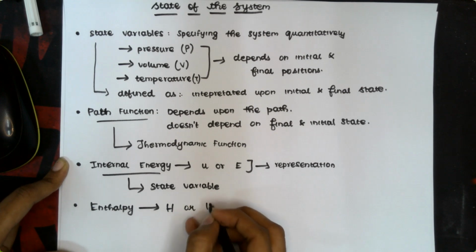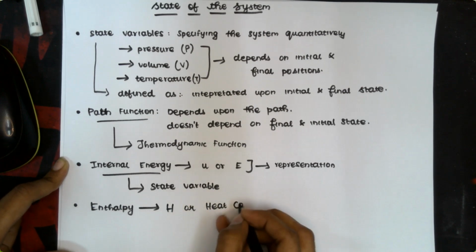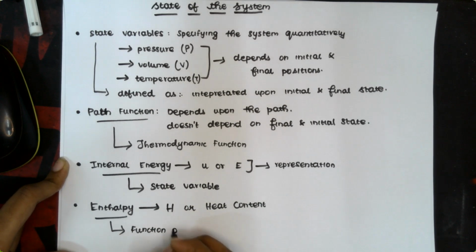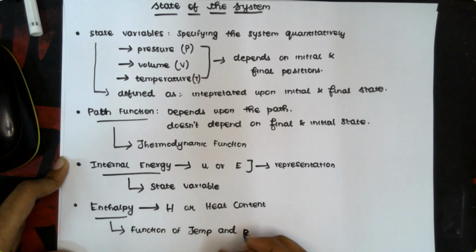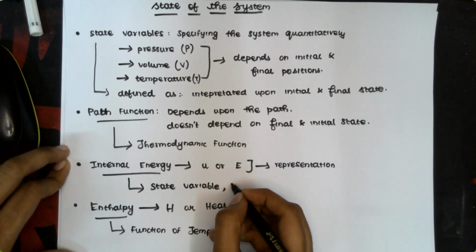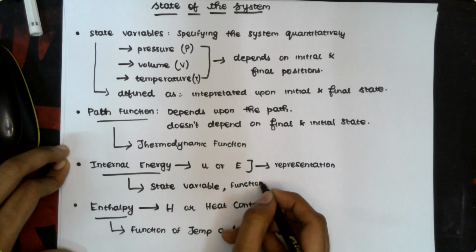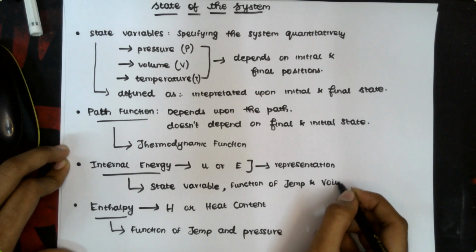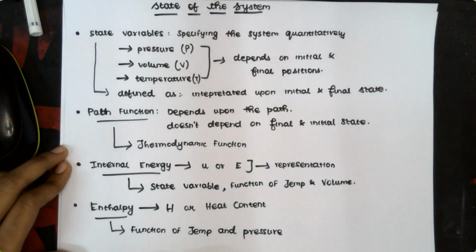Are you able to follow? So it is a function of temperature and pressure. So E is a function of temperature and volume, whereas H is a function of temperature and pressure. So usually these internal energy and enthalpy are all represented by the changes only. It would be very difficult to identify the internal energy at one state or at another state. So always we represent this by differences, change.